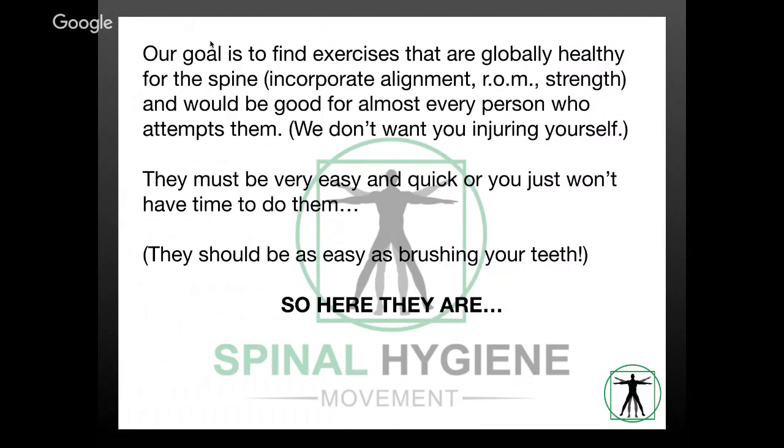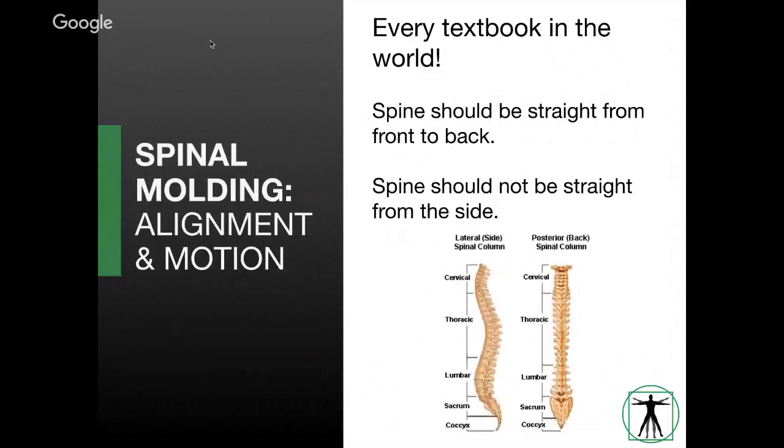So that's why I'm giving you these exercises. The first one is what we call spinal molding, and this is for alignment. A lot of your patients already have their spinal molding rolls, but this will help teach them why they do what they do. So just like the picture, your spine should be straight from the front and it should have curves from the side.